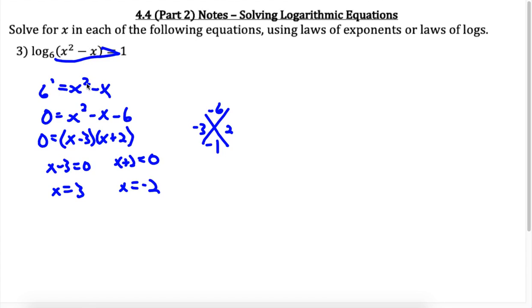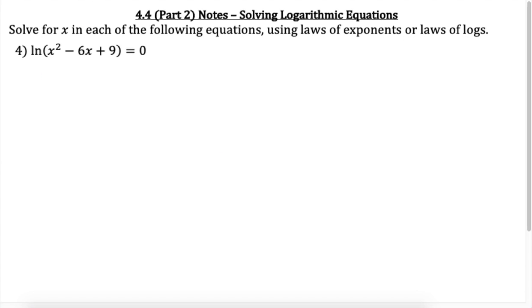We want to plug them back into any log in the original problem and make sure that whatever's inside of that log is positive. Okay, so if I plug 3 in, that would be 3 squared, which would be 9, minus 3, well, that would be 6. So we're good there. 6 to the first power would equal 6. If I plug in -2, I'll have -2 squared, which would be +4, minus -2. So I would get +6. So both of these end up working. Okay, but it is important to check for extraneous solutions.